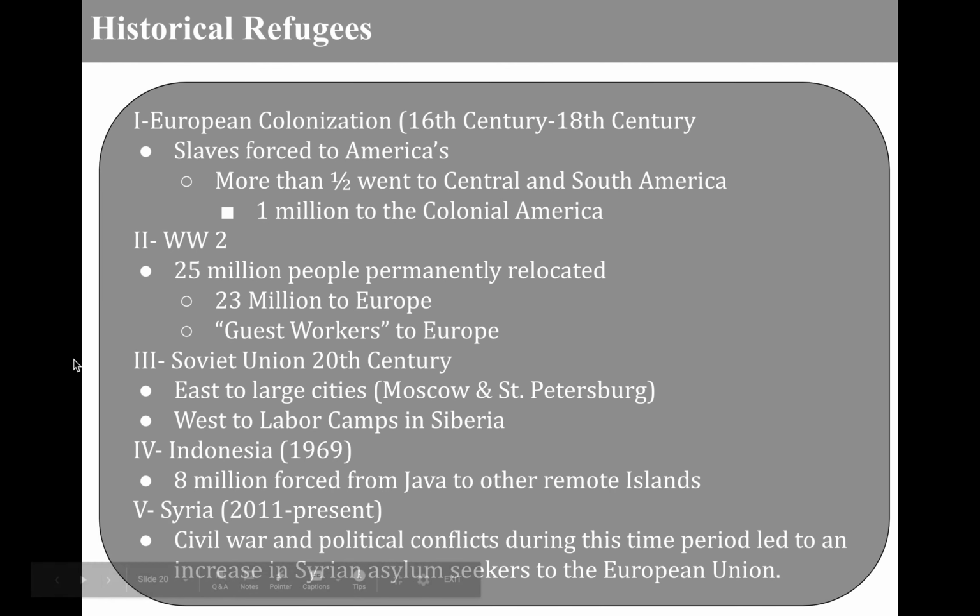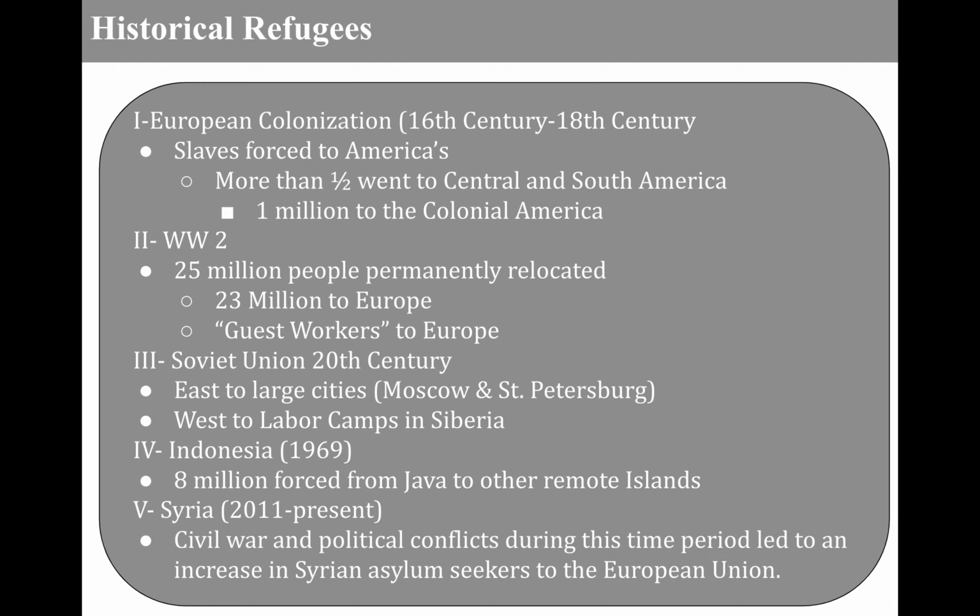Historical refugees fall within five main eras. We see European colonization, when slaves were forced out of Africa to the Americas. Half went to Central and South America, and 1 million went to colonial America. After World War II, about 25 million were permanently relocated, 23 million in Europe. We see guest workers to Europe after World War II. We see Era 3 with the Soviet Union in the 20th century, moving largely from east to large cities west of the Ural Mountains, like Moscow and St. Petersburg. And then we also see migration to the east to labor camps in Siberia.